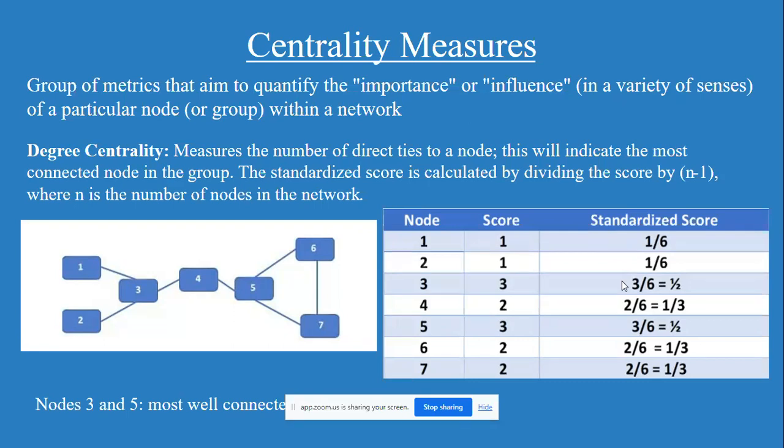Similarly, talking about node 3, node 3 is connected to node 1, node 2, and node 4. So the total number of friends or total number of ties to that node will be 3. So the score will be calculated as 3 divided by 6, which will be 1 by 2. Similarly, we can calculate the degree centrality for each node, and in this way, we can find out the most connected node in our network.